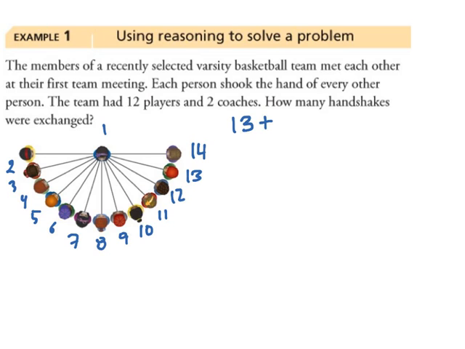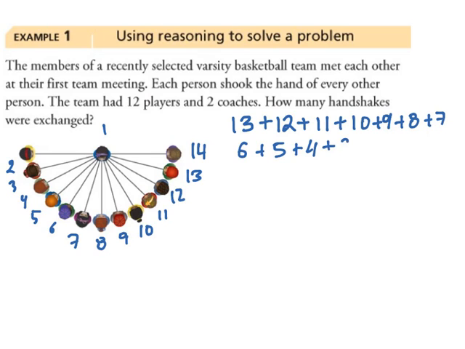What about the next player? Well, that person can count himself, and that person cannot count you because that handshake has already occurred. How many handshakes does that person have to make? Well, it has to be 1 less. Then this pattern continues. The next person has to make 11 handshakes. The next person 10, 9, 8, 7, 6, 5, 4, 3, 2, and the last 2 people will have to make 1 handshake together. If you add them up, you would get 91 handshakes.